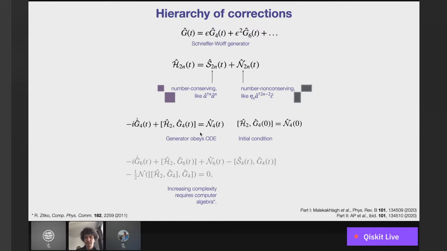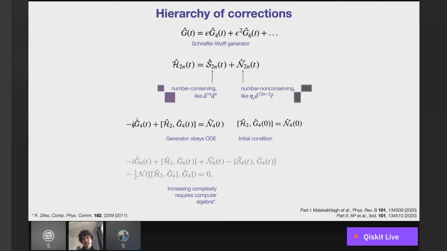Again, I don't have slides for this, but this type of relationship shows you that, in fact, G4 ends up being the interaction picture expression of the perturbation that you want to remove. And one additional point, this is a differential equation. It has to obey an initial condition. And this is very important. Not any generator will actually do. You want to make sure that at time zero, the generator cancels the unwanted interactions at time zero. So if you want, this is standard Schrieffer-Wolf perturbation theory without time dependence, and time dependence adds some dynamics to that generator.